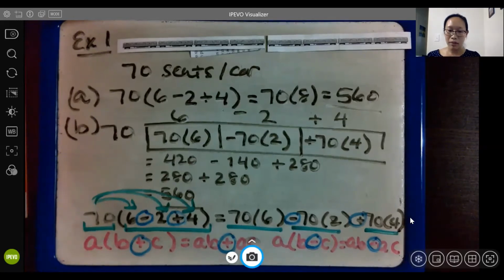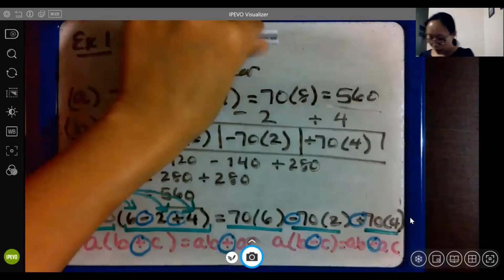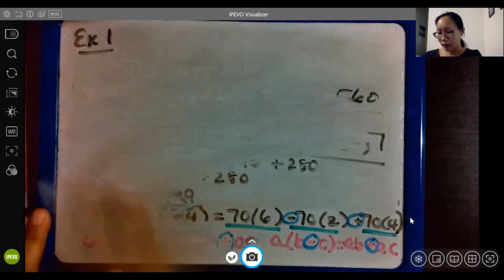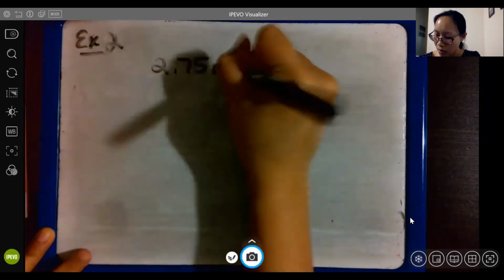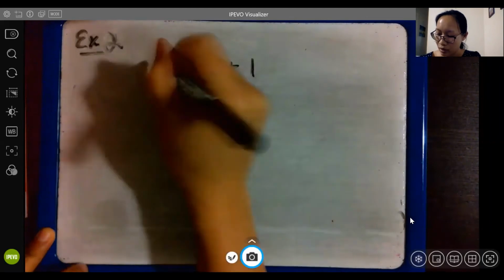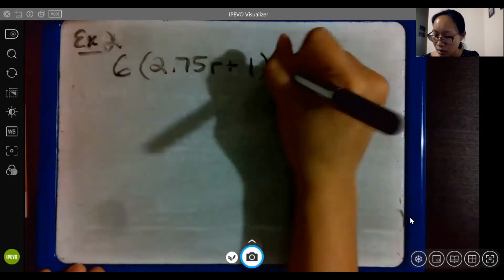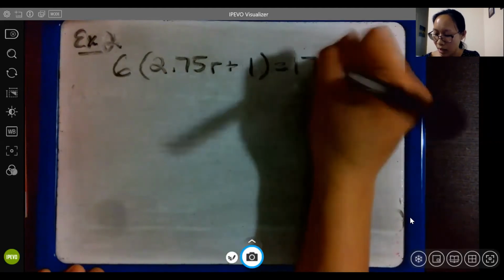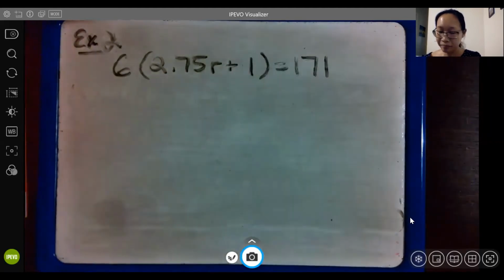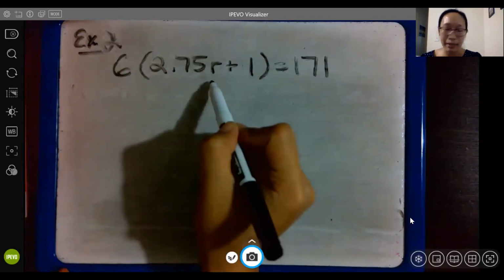So how does this help us solve equations? Let's take a look using a different example. When my family comes to visit me in New York, they all have to buy Metro cards because they don't live here. As you know, a Metro card is $2.75 times the number of rides plus $1 new card fee. So there's 6 people in my family, my parents, my siblings, and their spouses. And let's say they all bought the same number of rides and paid $171. I want to know how many rides they got.